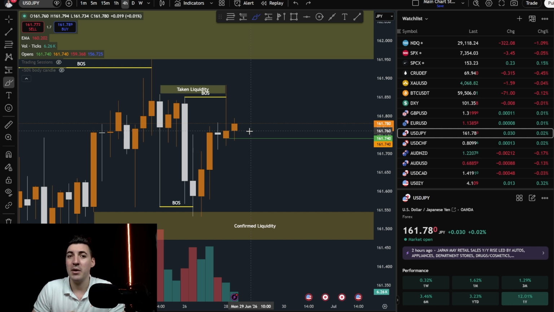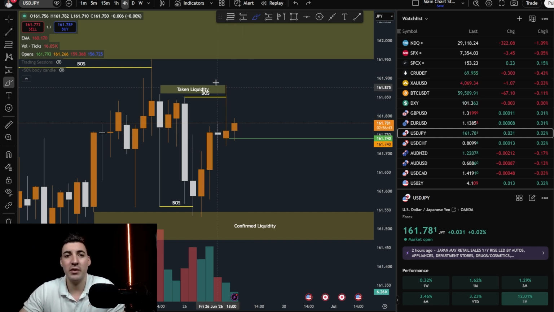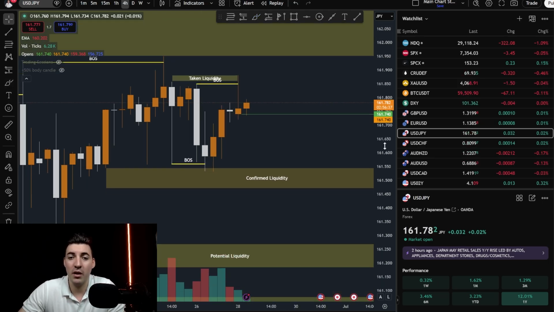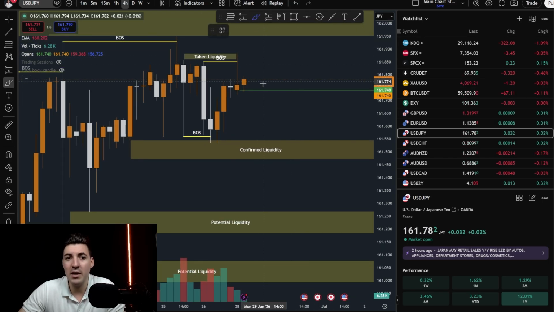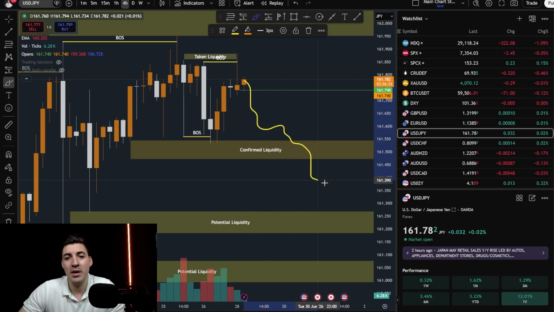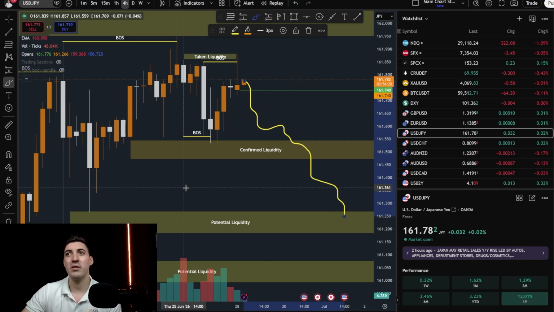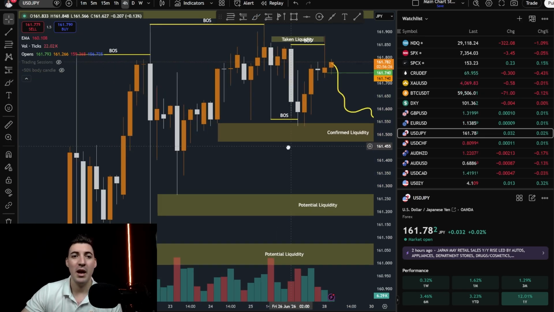I think that because of that strong ceiling of resistance, and there's just so much rejection from the upside, we are likely going to see the price start to reverse in trend and begin pushing down toward these potential liquidity zones. Like I said, I'm still waiting for this market to reveal itself a little bit better.